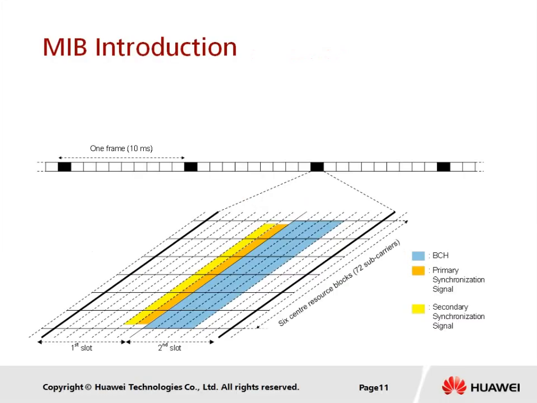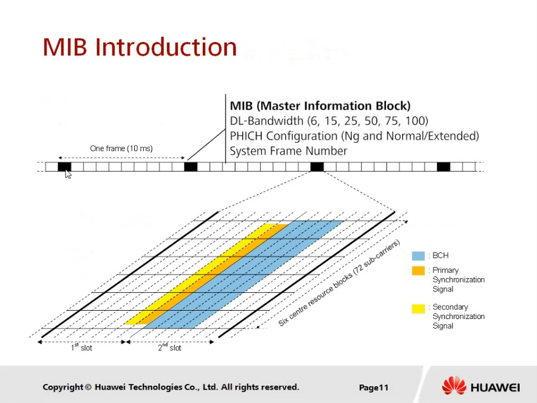So the first system message reception, which could be done by the user, is the MIB, which is being sent once in a radio frame, once in 10 milliseconds. So MIB is carried by the physical broadcast channel, which is the blue color. We can see that the physical broadcast channel occupies 4 symbol times, 1, 2, 3, 4, 4 symbols right after the synchronization signal.